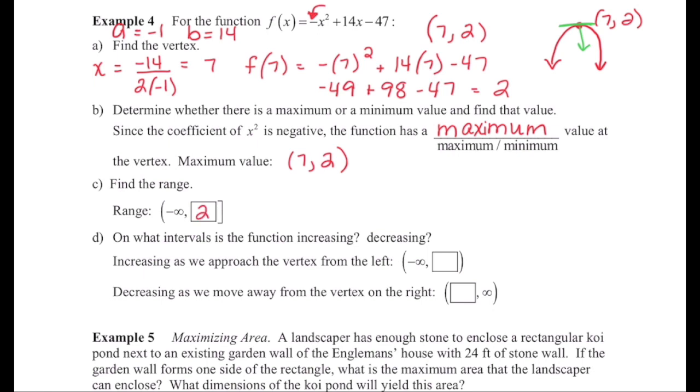because our range talks about our y values. We also know that we'll be increasing on the left of our graph but decreasing on the right. And the switching point is the x value of our vertex. So increasing from the left from negative infinity to 7 will be increasing, and as soon as we hit that vertex from 7 to infinity, we are now decreasing.